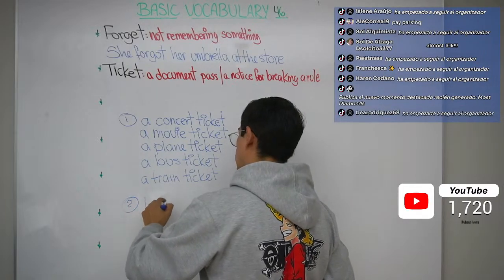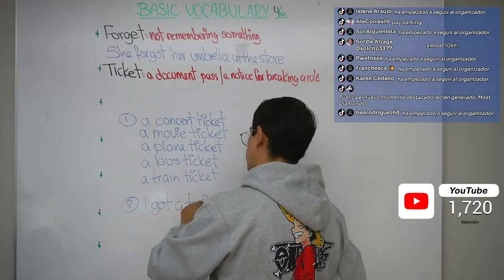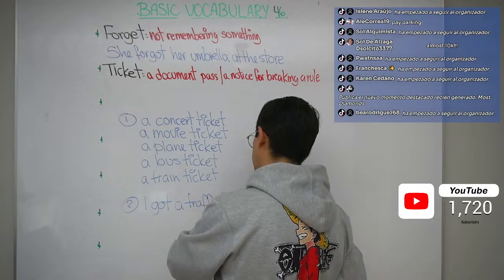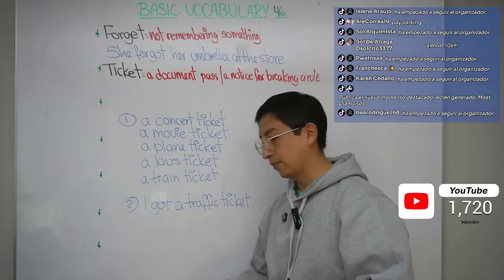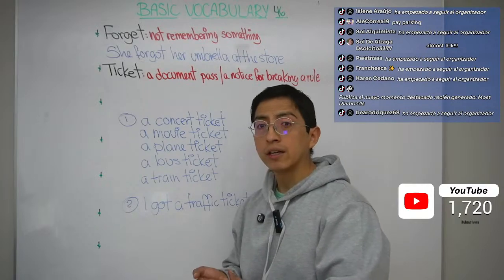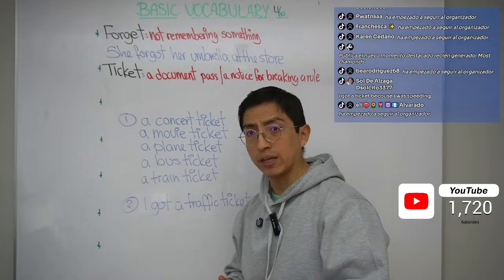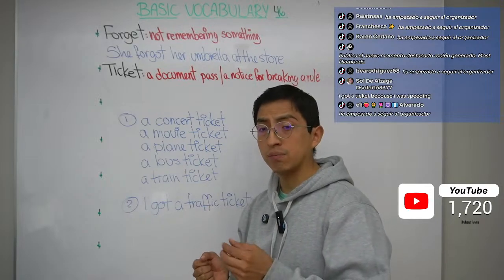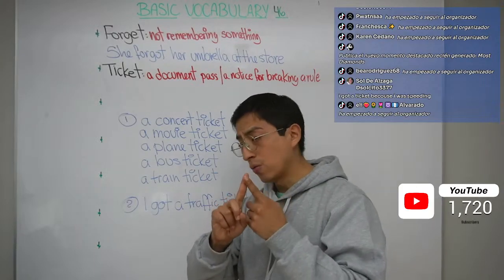I got, simple past, a traffic ticket. Yes, I got a traffic ticket. What does it mean? Well, maybe I broke a rule. There was something I did in an incorrect way, and that's why I got a traffic ticket. Okay, that is number one.